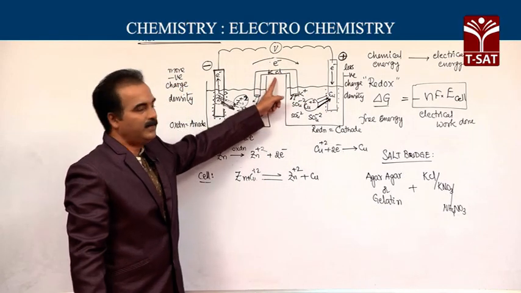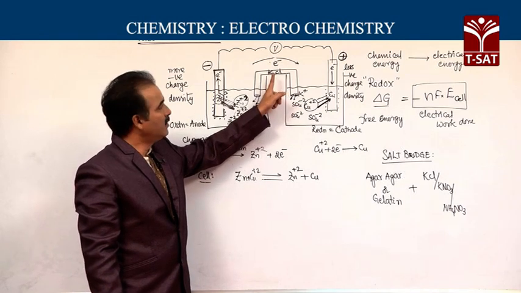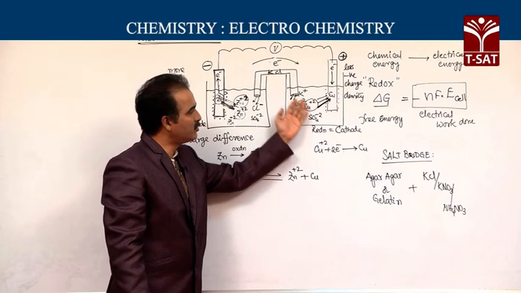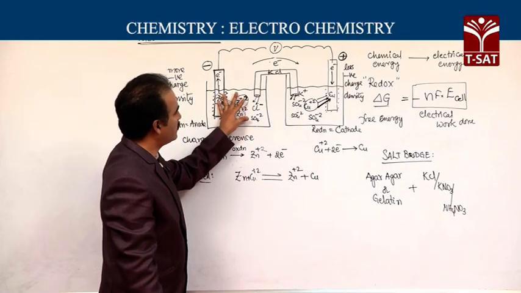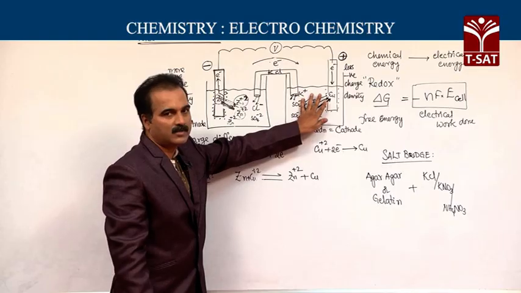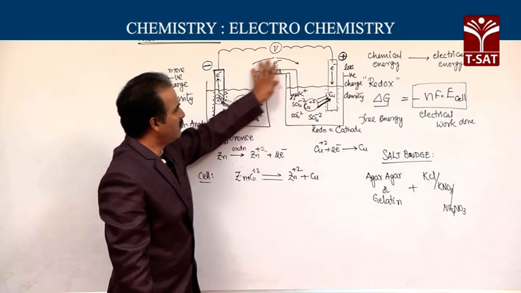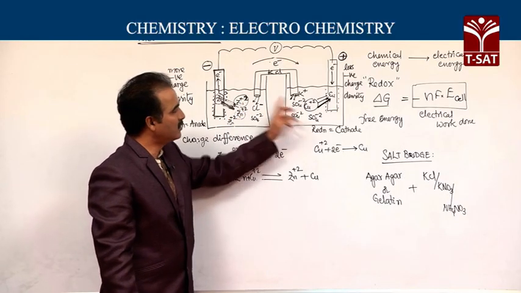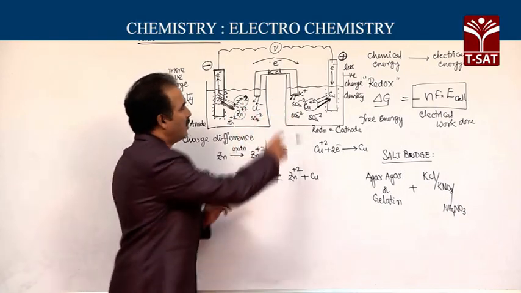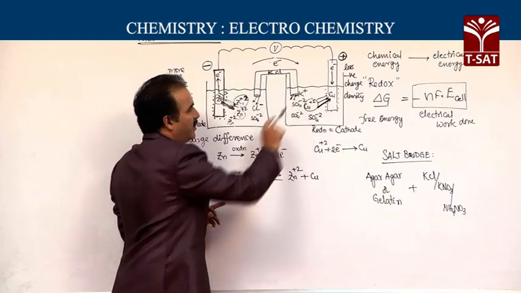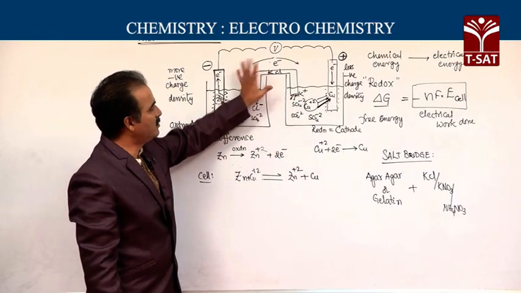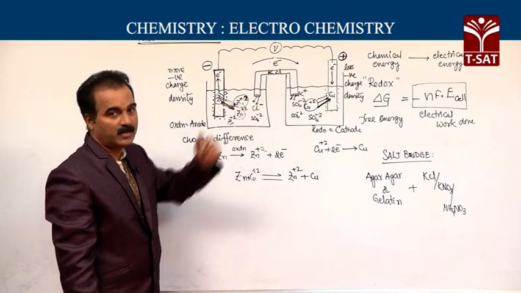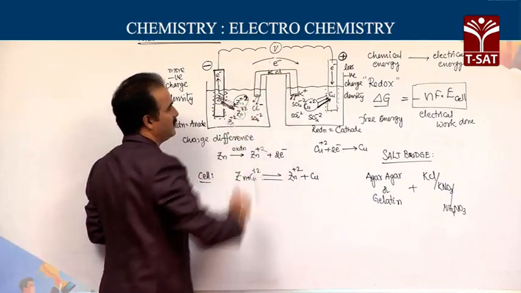That is the advantage of using KCl. KCl does not allow the electrolyte solutions to mix. This zinc sulphate solution cannot mix with this copper sulphate solution, or this copper sulphate solution cannot mix with the zinc sulphate solution. So, it does not allow solutions to mix, but will allow ions to migrate from place to place. So, this is the functioning of the salt bridge which is necessary for an extended working of the electrochemical cell.